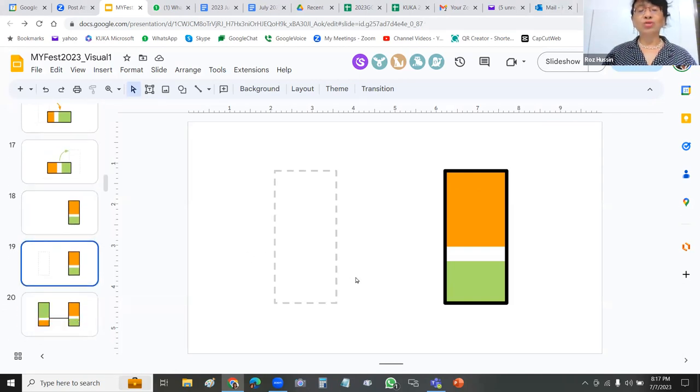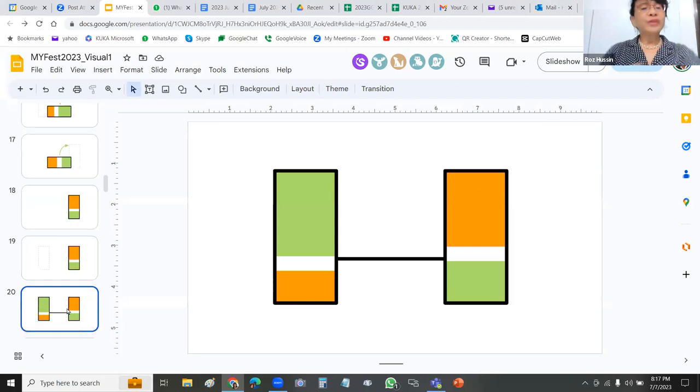So now we've got two things side by side. What if I drew a line in between these two things? Your brain starts making a kind of relationship and you go, wow, the thing on the left has a larger green and a smaller orange. The thing on the right has a larger orange and a smaller green. There's a line between them and both of them have this white band in the middle.